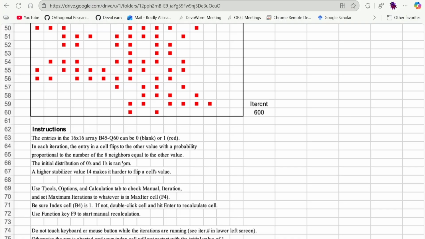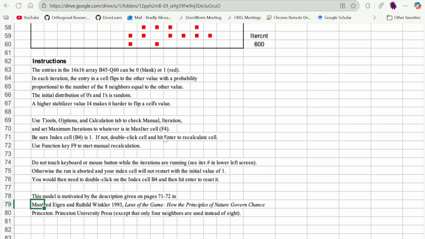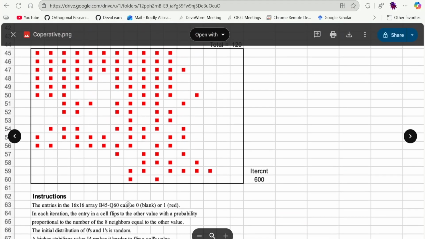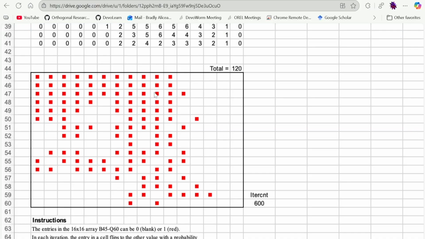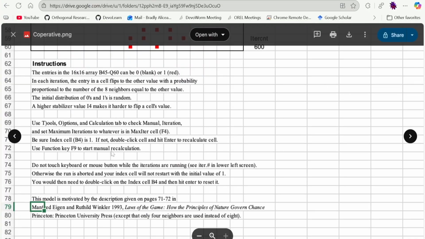A higher stabilizer value makes it harder to flip a cell's value. So we can have stabilizer values that can change the dynamics of this game and make it harder to actually flip cells. Because sometimes there's this tendency for clusters of blank areas to be reinforced through this kind of process. Sometimes it's easy for the whole simulation to converge on one state or another through this process, but there are stabilizer values that we can use as well. Okay, that's just for these instructions.